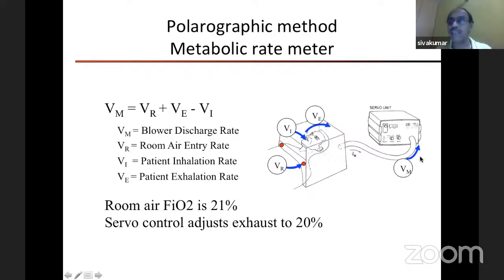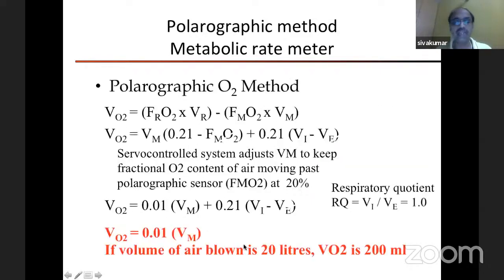The amount of air that gets sucked into the machine multiplied by 0.01 is the VO2, and this is the metabolic rate meter method. Of course, there are some assumptions that the respiratory quotient is 1, which means we are taking that whatever is the volume of air that is inspired by the patient is equal to the volume of air that is expired by the patient.